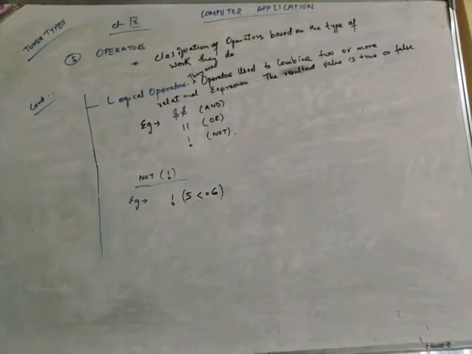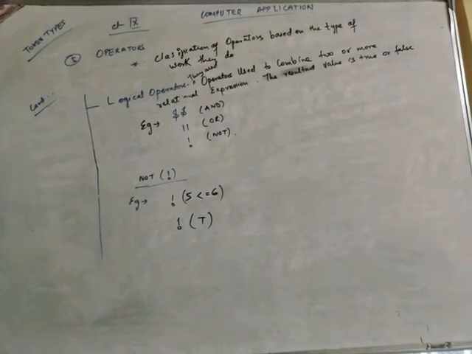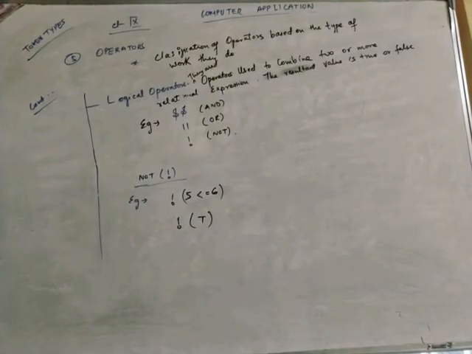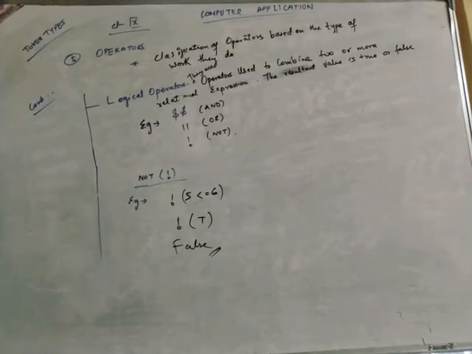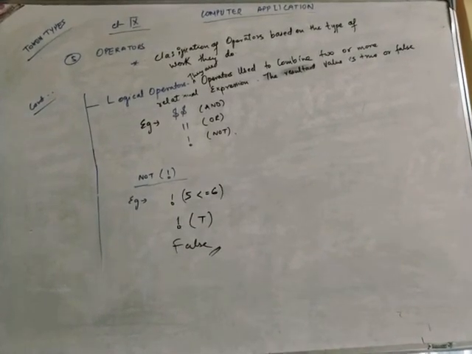What happens is, 5 is less than or equal to 6, yes or no? Yes, true. So what will happen with the NOT? True is given, it will change it to its reciprocal, so the answer will be false. Clear all of you? Understood? So this is how you solve the NOT operator.